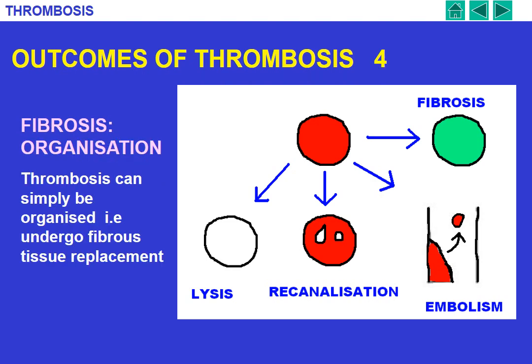The final possible outcome of thrombosis is fibrosis, otherwise known as organization. In this process, fibroblasts migrate from the wall of the vessel into the thrombus and produce collagen. The vessel is thus plugged by fibrous tissue, and no blood can then pass through the vessel.